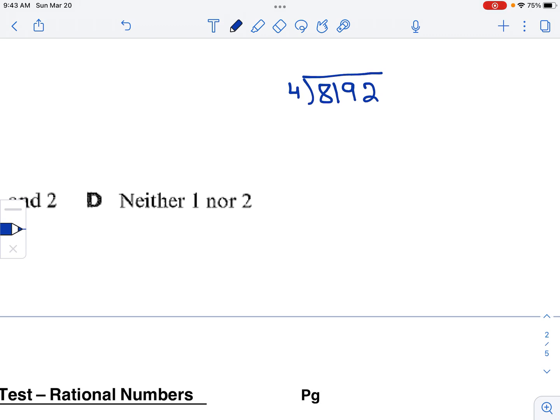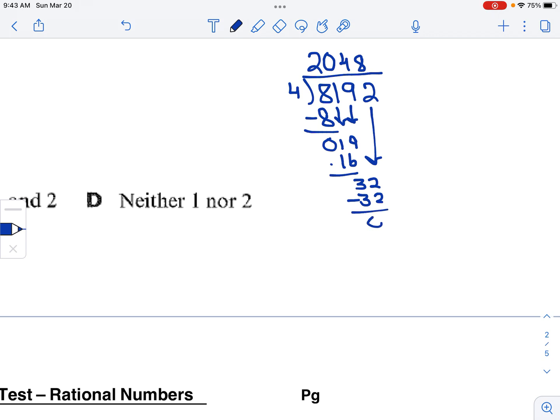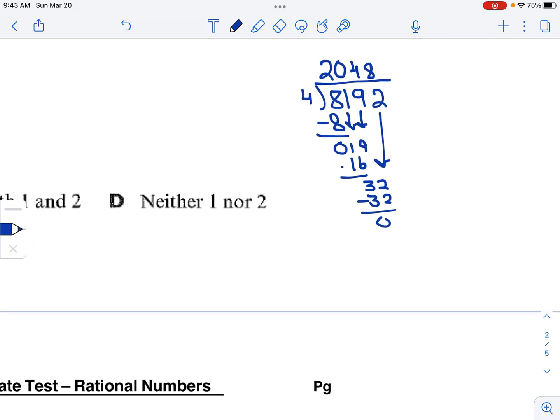4 goes into 8 twice. That's 8. We have a difference of 0. I'm going to bring the 1 down. 4 can't go into 1. I have to put a placeholder up. Now we're going to make that 1 into 19. 4 goes into 19 4 times. That's 16. We have a difference of 3. So I'm going to bring the 2 down. And 4 goes into 32 8 times exactly. All right, so our quotient here is 2,048.